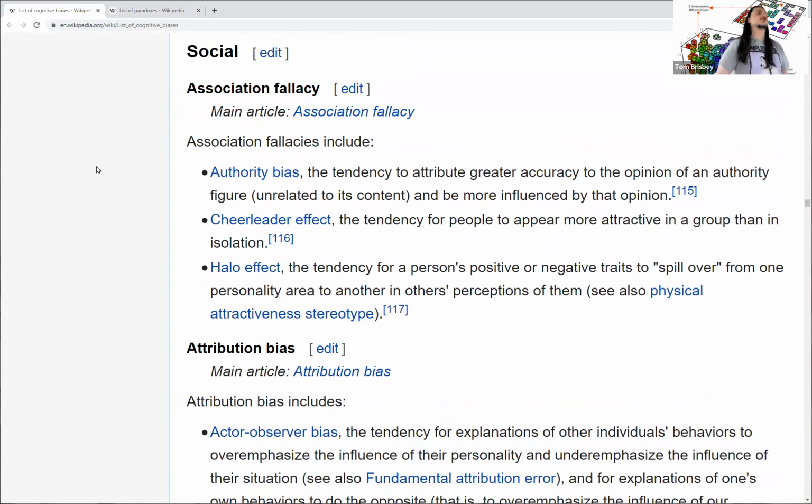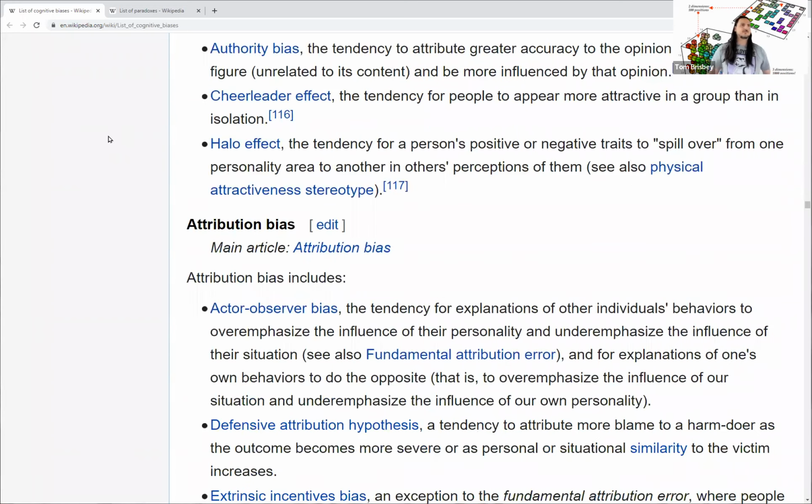Association. These are social fallacies. Association, authority bias. Greater accuracy to the opinion of an authority figure. We did that in the fallacies. The cheerleader effect, we did that. The halo effect, we did that when we did fallacies.